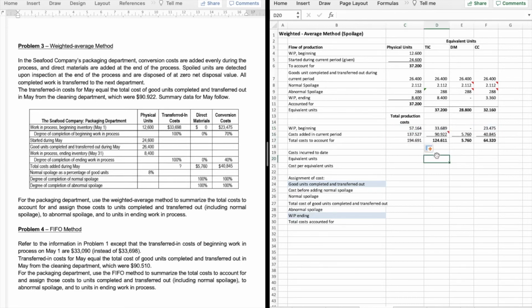And now, moving to the calculation for cost per equivalent unit. Since we are using the weighted average method, it means that cost incurred to date is the same with the total cost to account for here. And the equivalent units is the same with the previous calculation.